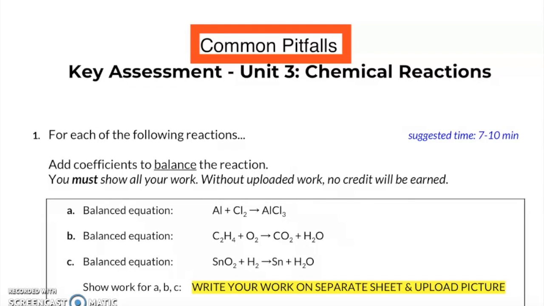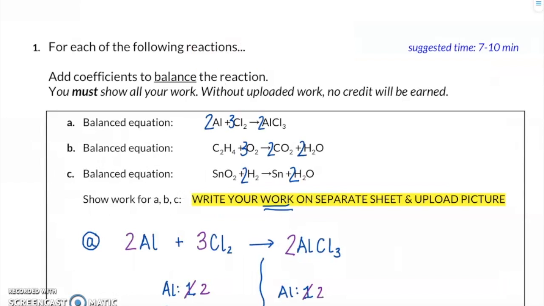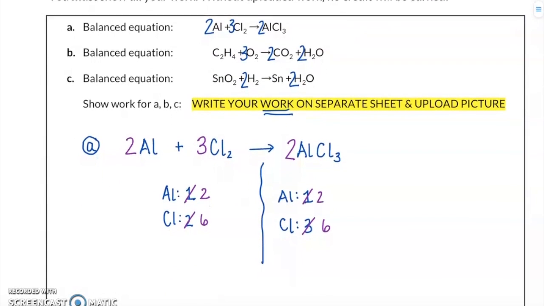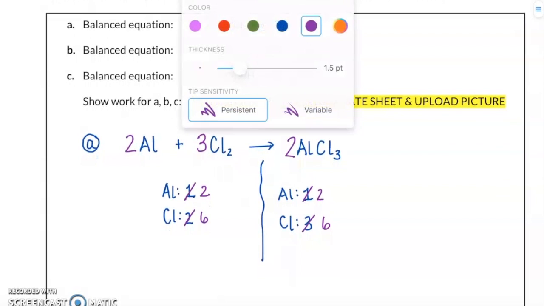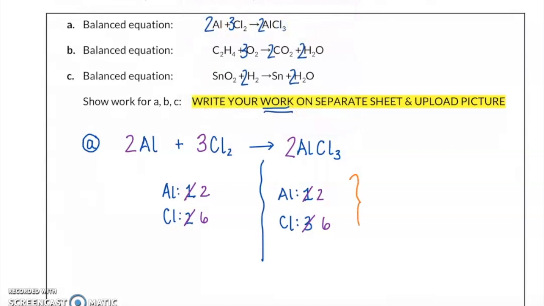It also specified that you must show all of your work. Here, I have added in all of the coefficients, but of course, to earn full credit, I do need to be uploading that work sample. So what exactly do we mean by showing all of your work? You should be showing your atom inventory. That would be this part right here, the atom inventory.